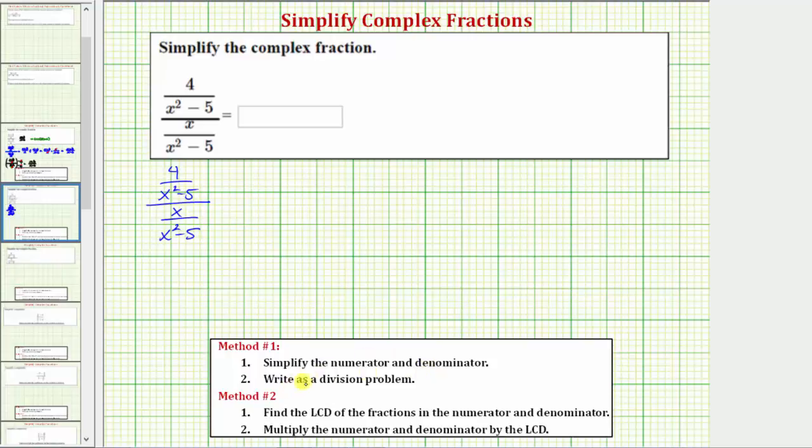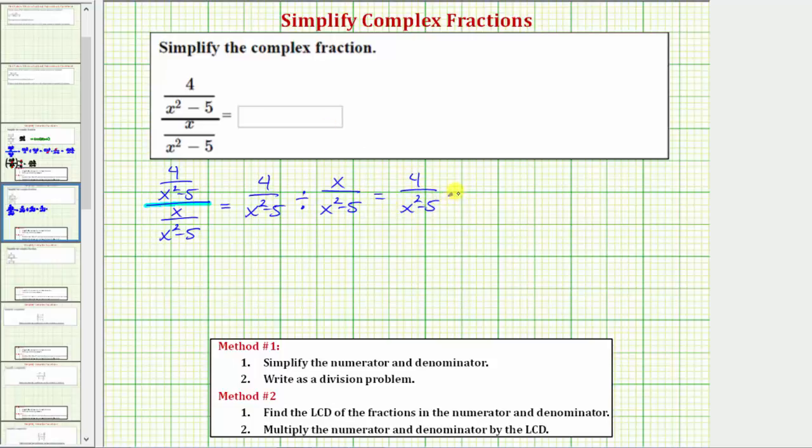Step 2 is to write the complex fraction as a division problem. Remember, a fraction bar means division, so because this fraction bar means division, we can write this as the fraction on the top divided by the fraction on the bottom. And dividing by this fraction is the same as multiplying by the reciprocal, so we can write this quotient as a product where the first fraction stays the same.